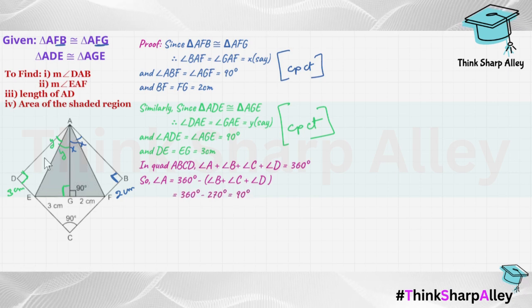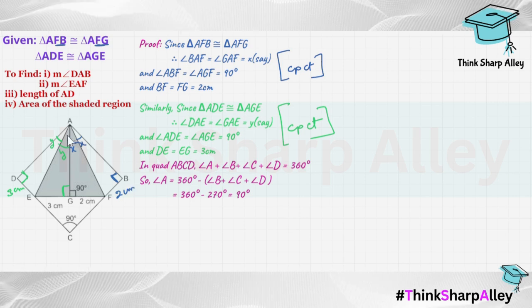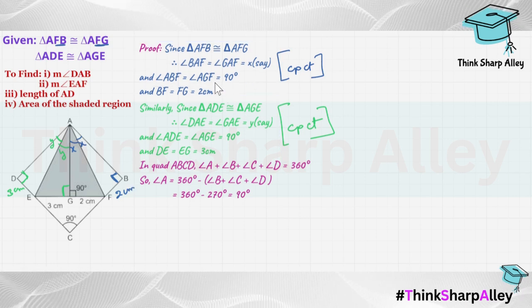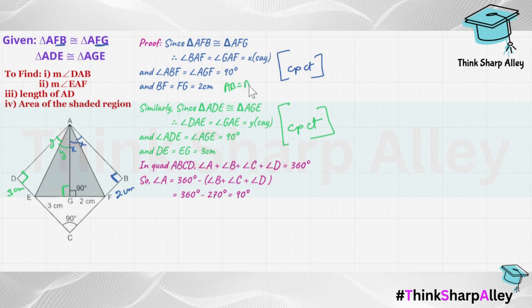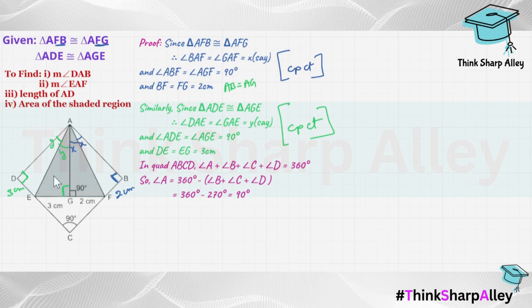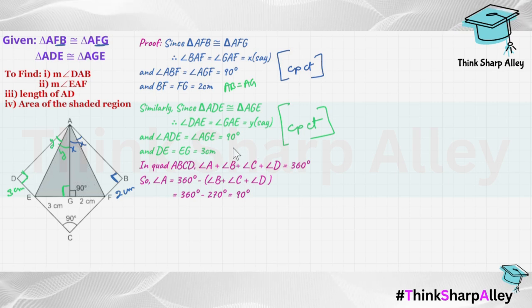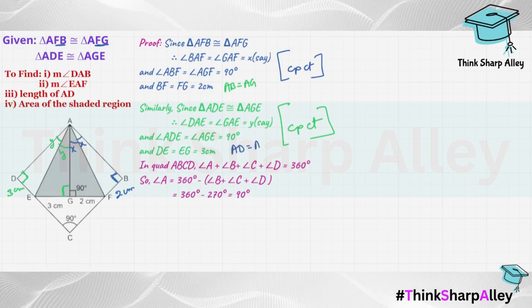Now not only that, remember these two triangles were congruent. So for congruency, I can say AB is equal to AG. That was also CPCT. So I'm just adding it over here. AB is equal to AG. This was also due to CPCT, and over here in this triangle AD will be equal to AG. AD equals to AG. CPCT.